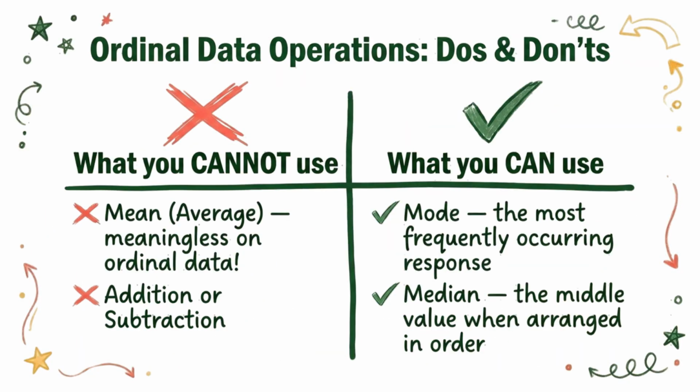Ordinal data operations, do's and don'ts. So what can you use? 2 measures work with ordinal data. Mode, the most frequently occurring response. Median, the middle value when arranged in order. What you must avoid? Mean, completely meaningless on ordinal data. And never use addition or subtraction between categories.